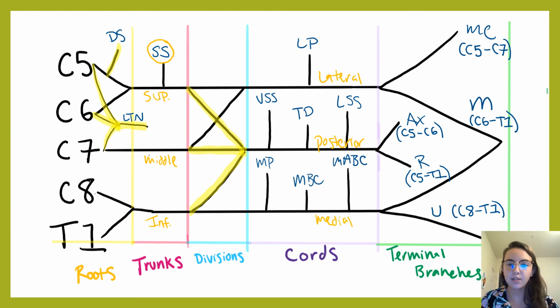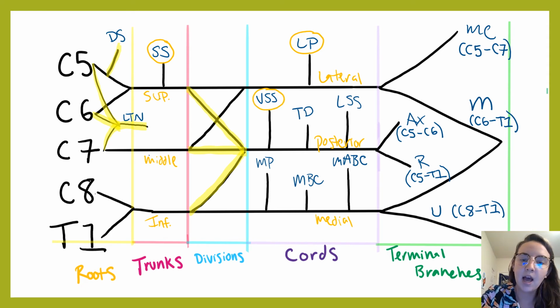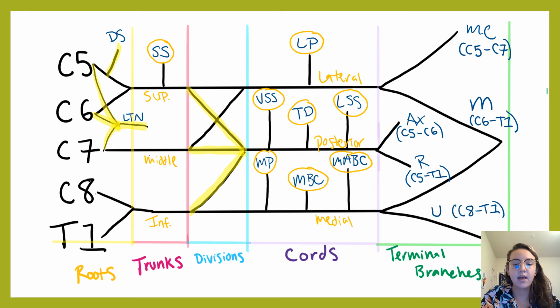Now looking at the branches that these give off, starting with the lateral, we have the lateral pectoral. Then in the posterior, we have the upper subscapular, the thoracodorsal, and the lower subscapular. Then looking at the medial cord, we have the medial pectoral, the medial brachial cutaneous, and the medial antebrachial cutaneous. Then we can see the formation of the terminal branches.